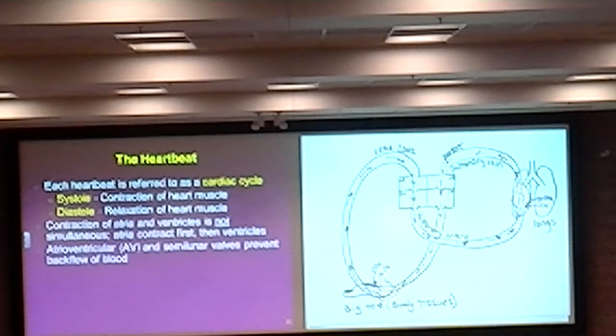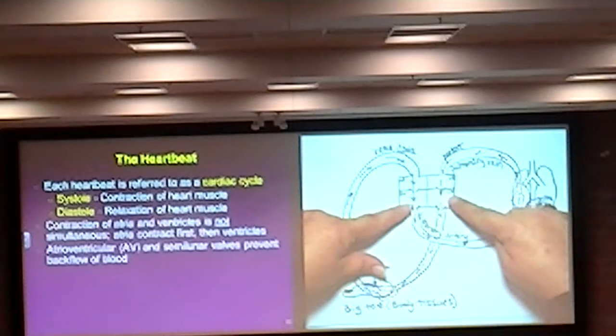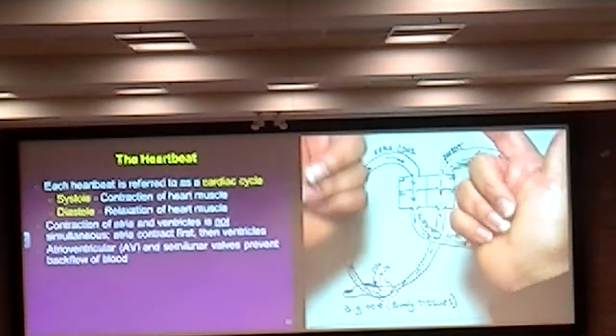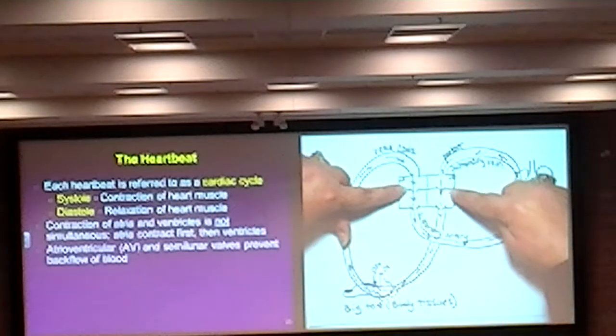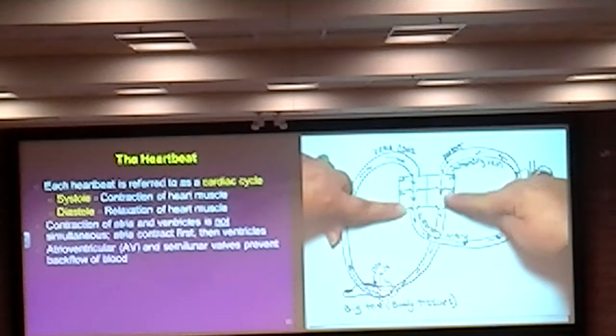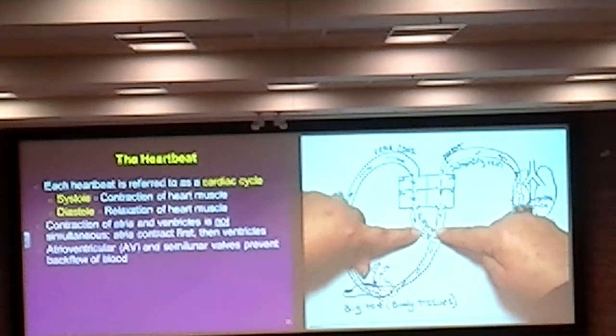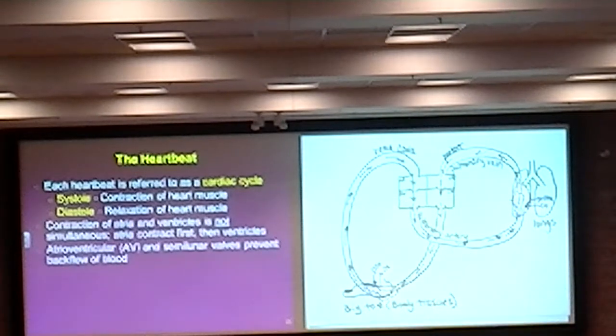And also as it's contracting, that's one of the reasons why we have these valves, these AV valves and semilunar valves that are going to be preventing backflow of blood. Because as the ventricles contract, we only want blood to be going out through the blood vessels, not back up into the atria again. So these AV valves will prevent blood from going from ventricles to atria, or prevent blood from going from these blood vessels back into the ventricles again.